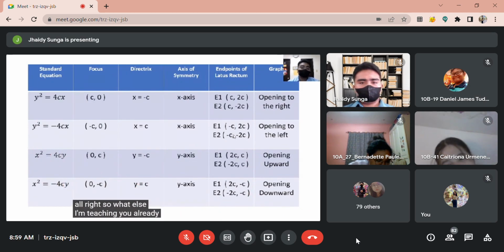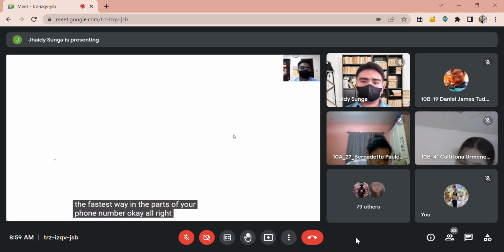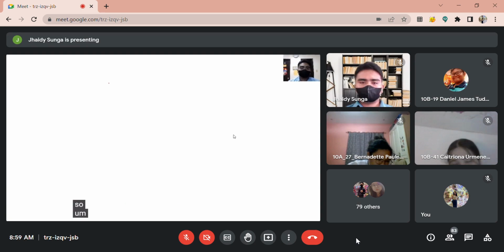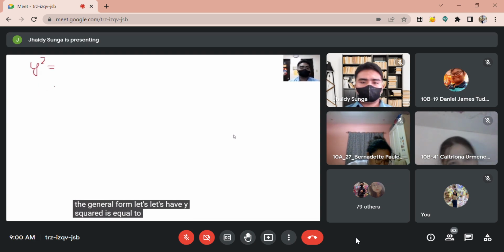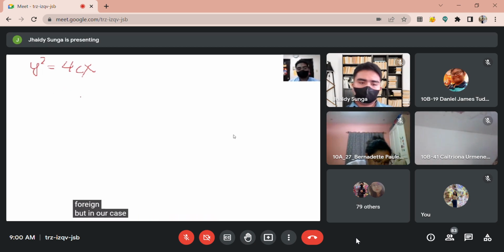I'm teaching you already how to identify the fastest way the parts of your parabola. Okay? Alright. So, in the general form, let's have y squared is equal to 4cx. Sometimes the 4c in some other lessons or some other modules is stated as 4p. But in our case, it is 4c. Alright, so 4c.